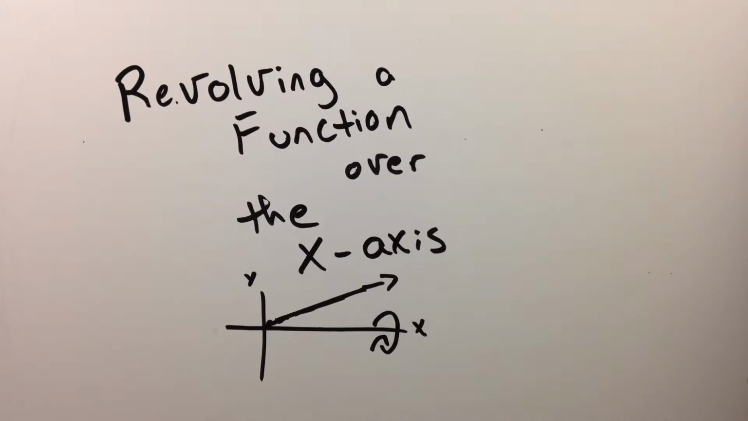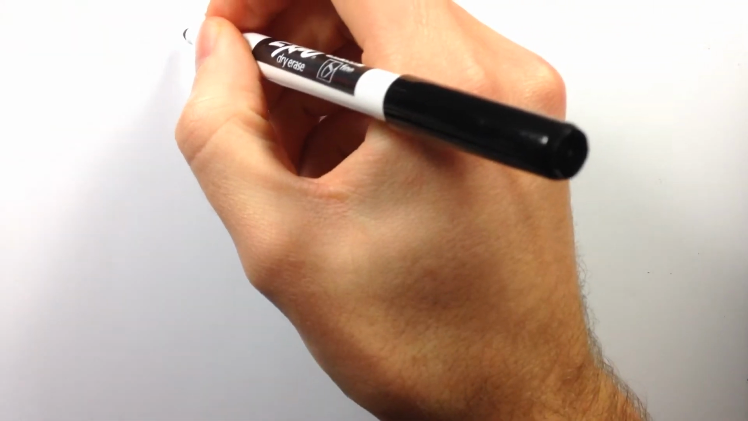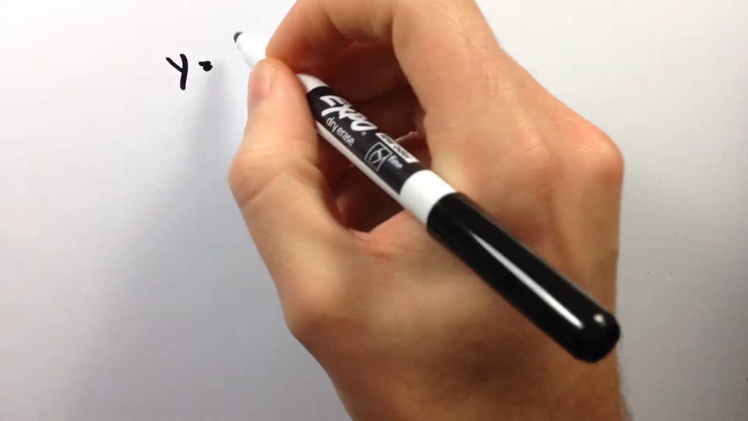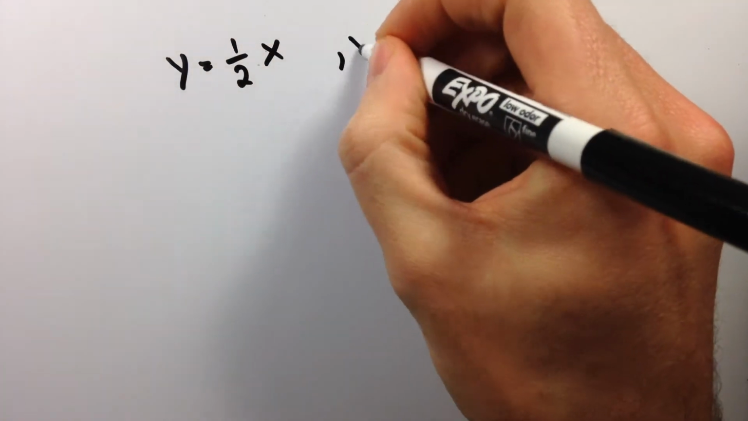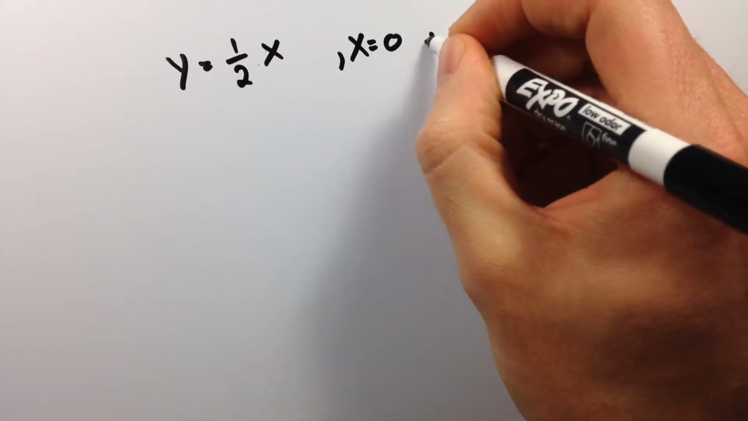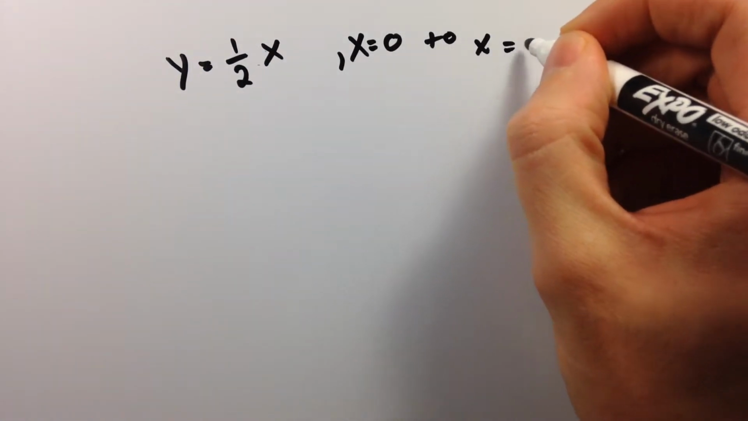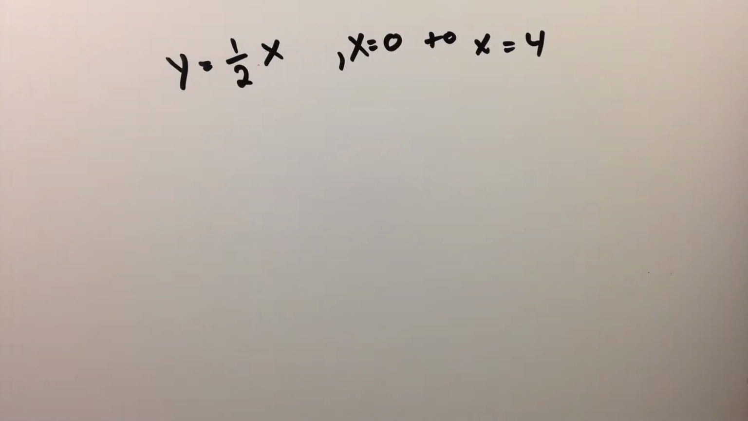Here we are going to revolve a function over the x-axis. So we're given the function y equals 1/2 x, and we want to revolve that function around the x-axis from x equals 0 to when x equals 4, let's say.